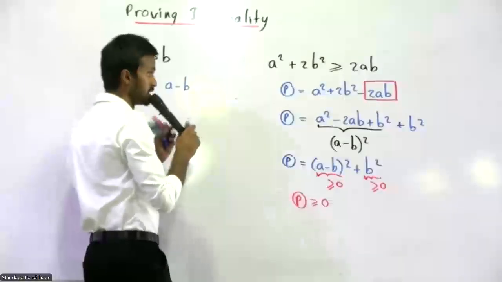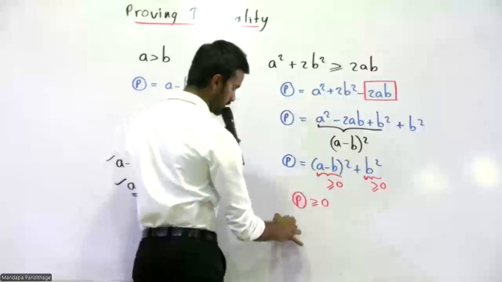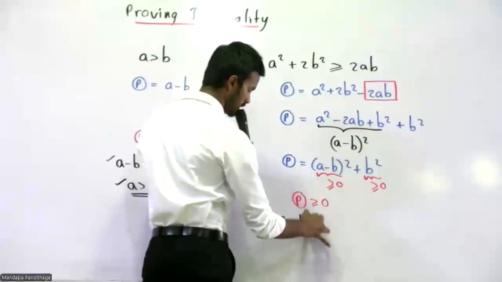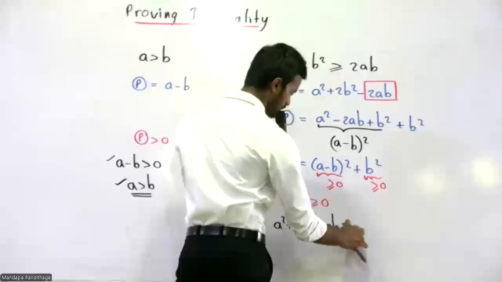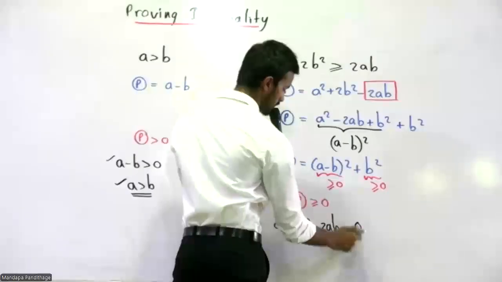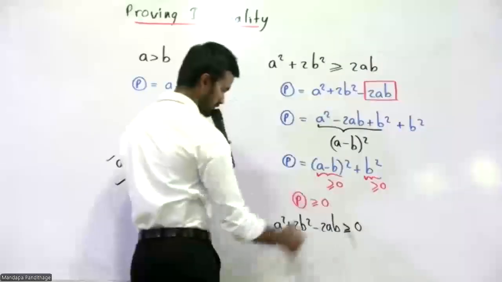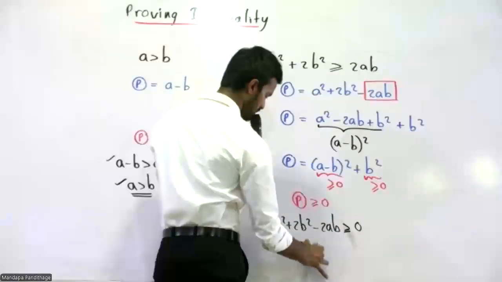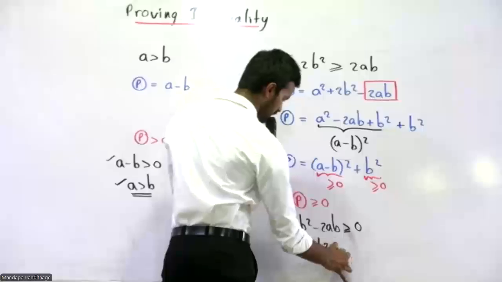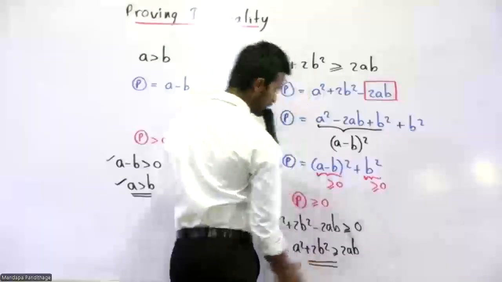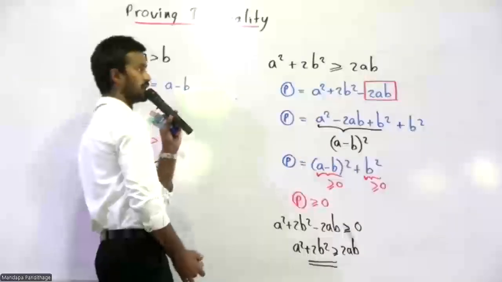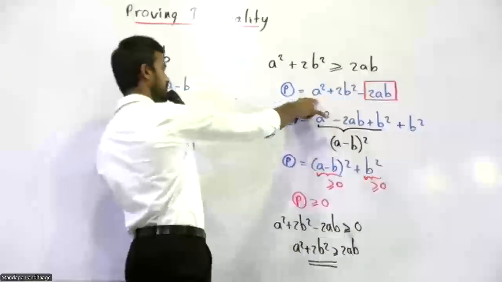So what is P? The expression I have taken, A squared plus 2B squared minus 2AB, is greater than or equal to 0. Which means, when I take this to the other side, A squared plus 2B squared is greater than or equal to 2AB. So this is how simply you prove an inequality. Think of a way how you can do this.